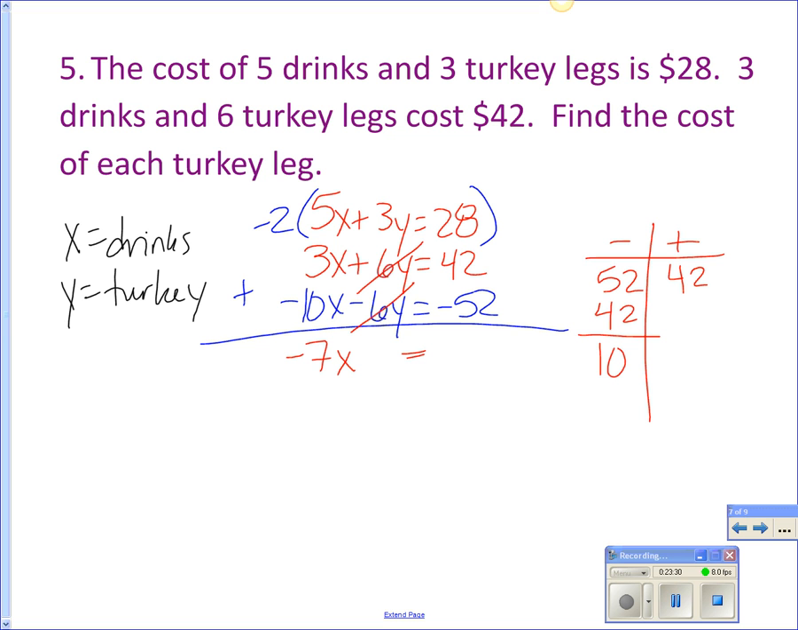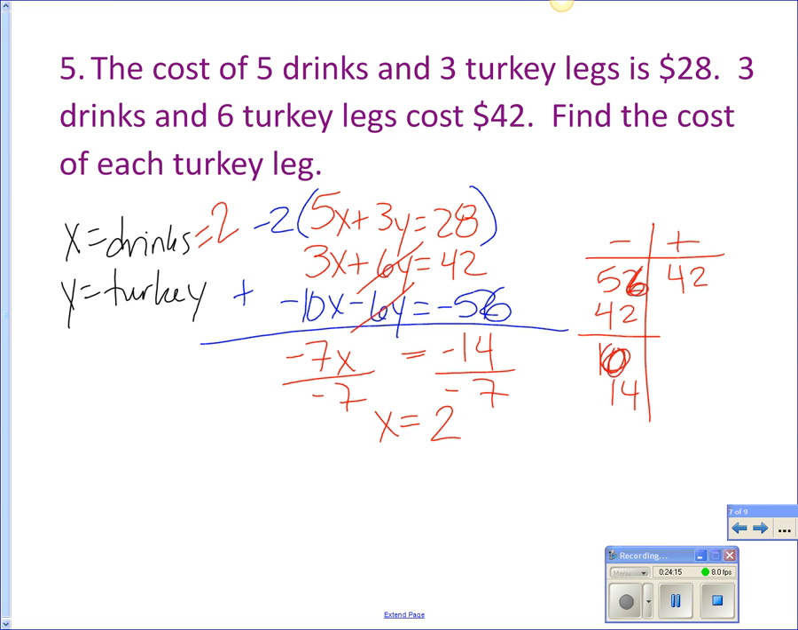Did I do something wrong? Nope. Yeah, I did, right here. This should be negative 56. I know, Dylan. All right, so it is 14. Negative 14. Okay. Monica, what do you do next? Monica, how many times will 7 go into 14? 2. And it's positive. All right, so 2 is x, which means 2 is the cost of a what?